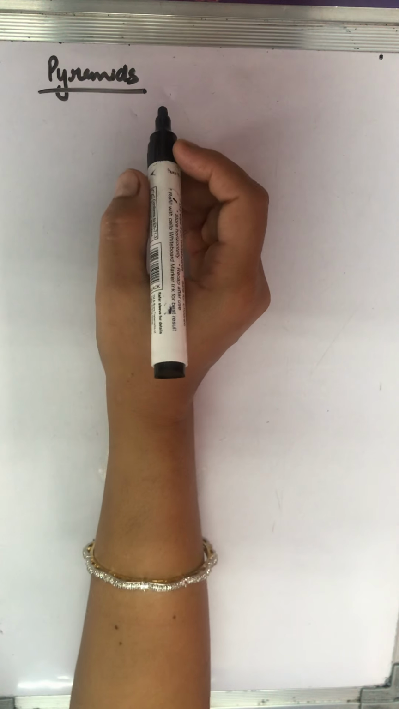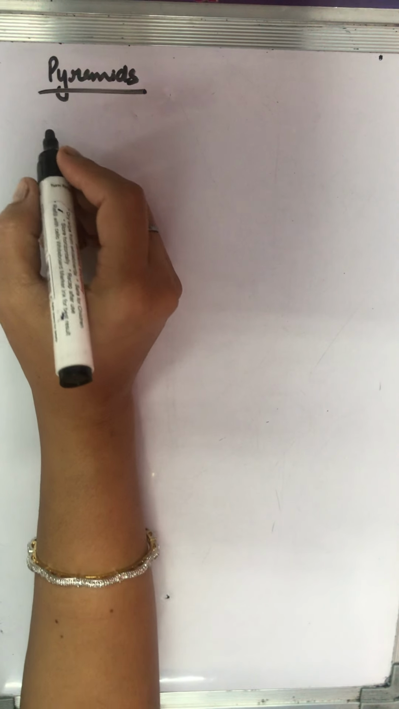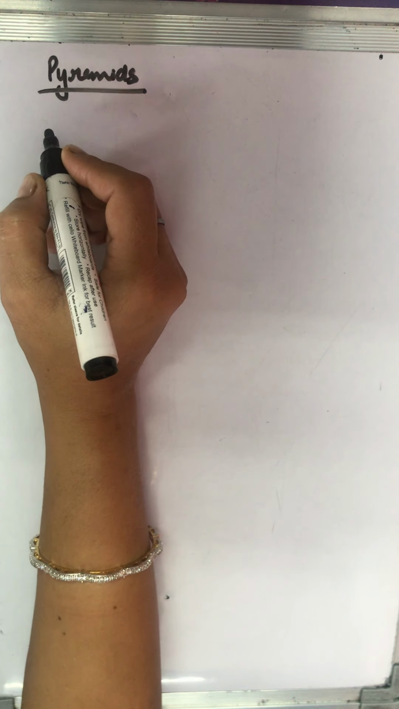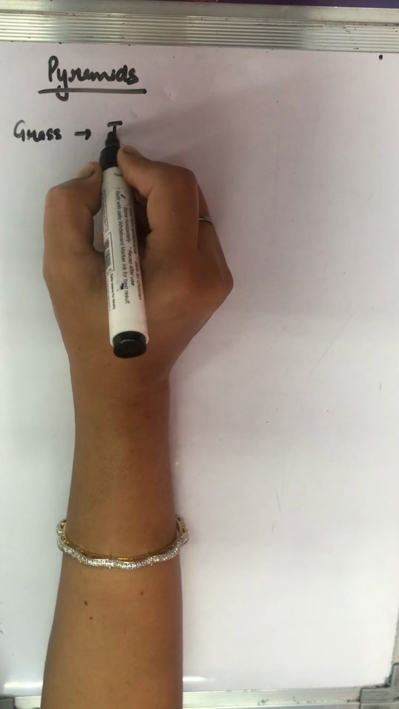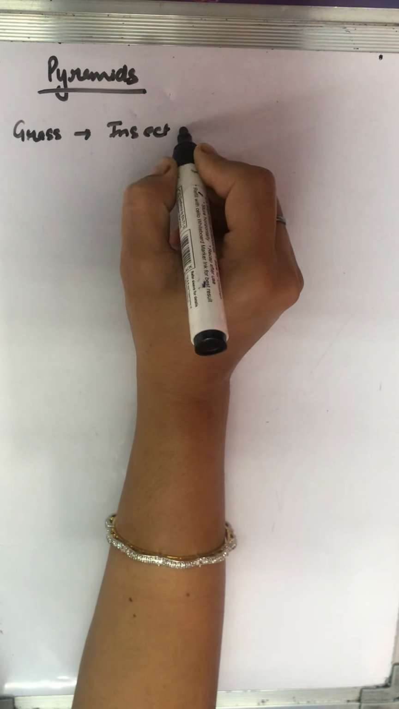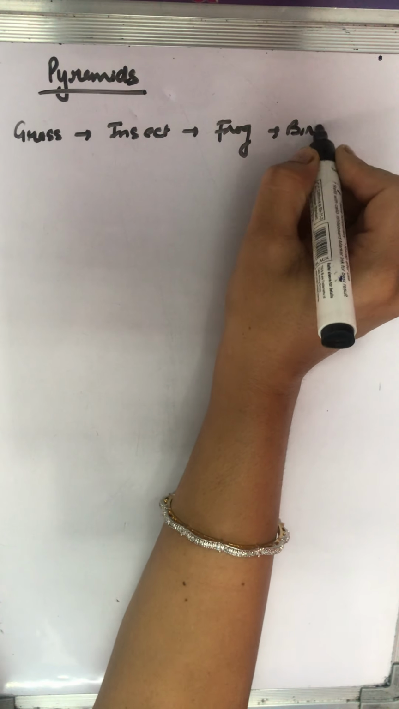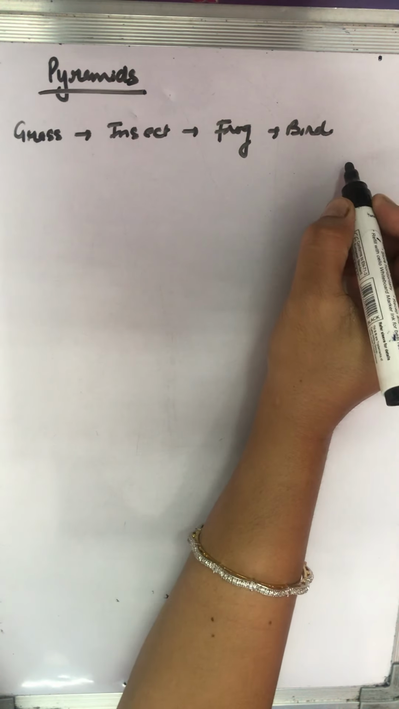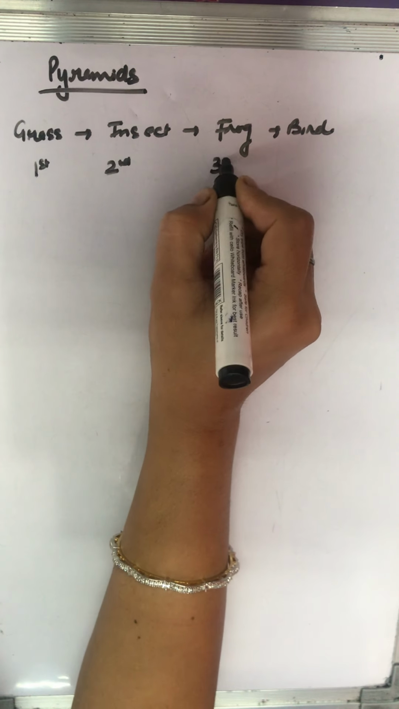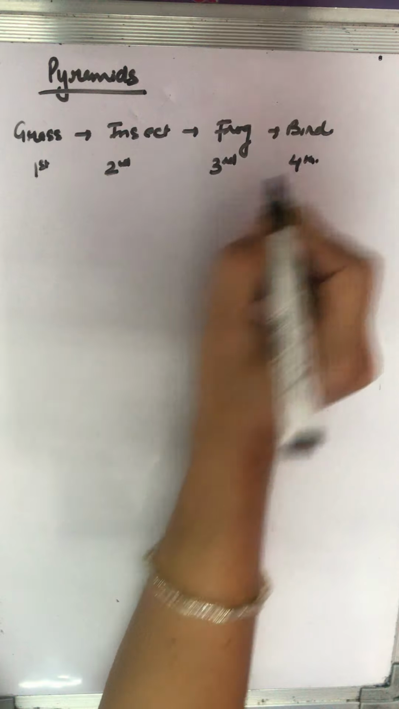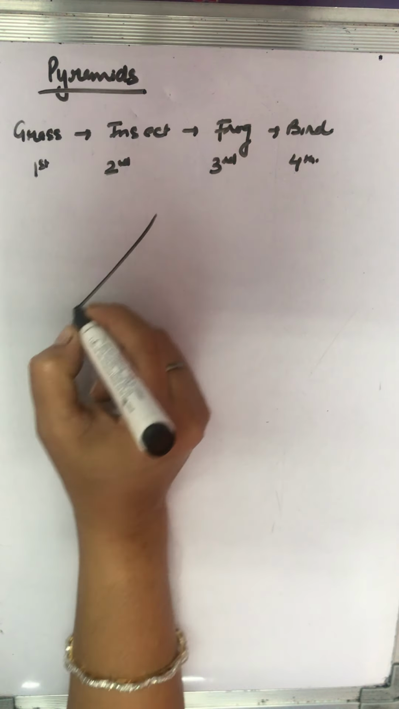Alright, let's learn a little about pyramids. We know food chain. We know that supposedly if the grass is being eaten up by an insect, and then a frog, and finally a bird, so there are four trophic levels: first, second, third and the fourth trophic level. We have to design them in a diagrammatic manner.